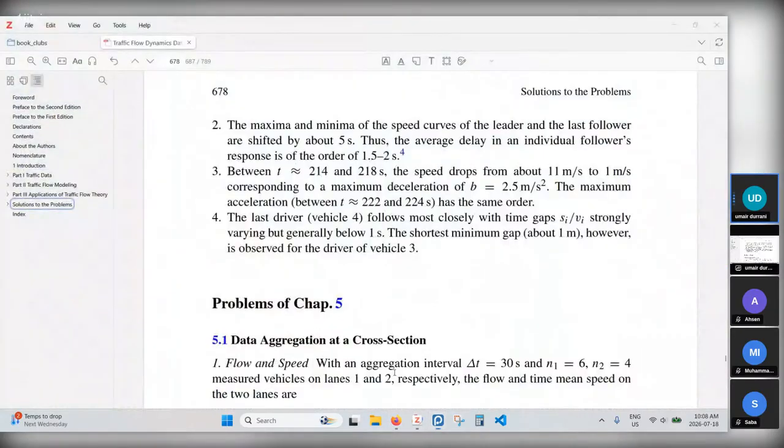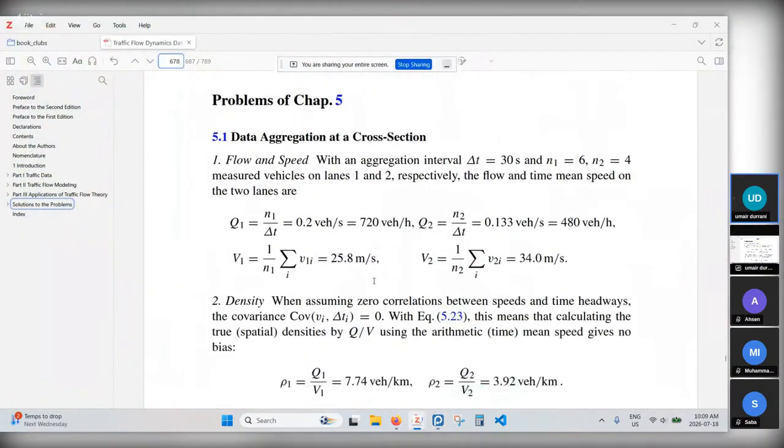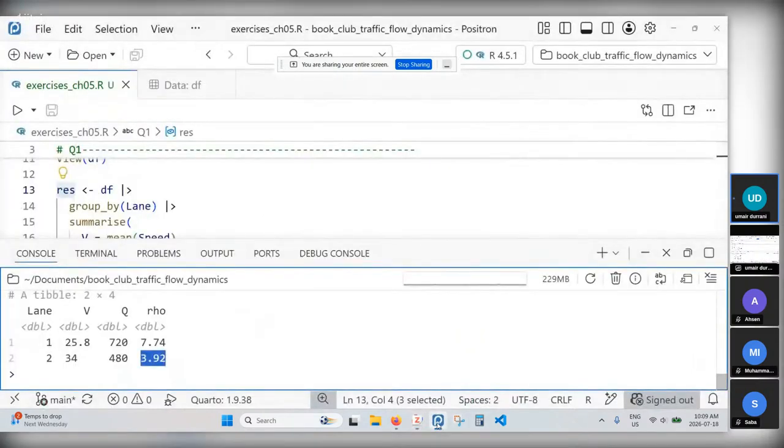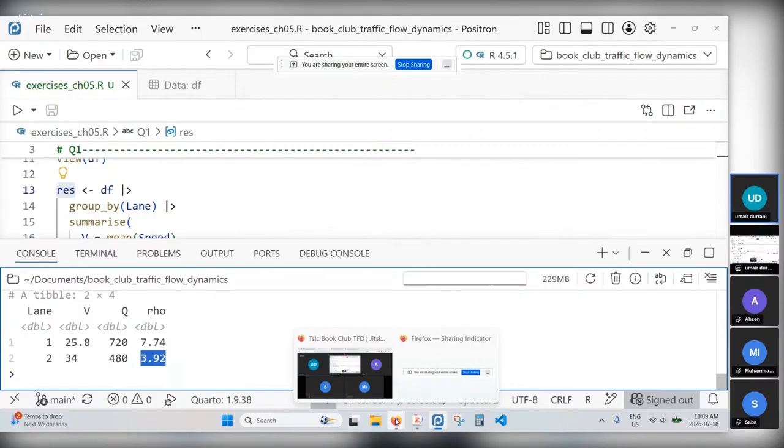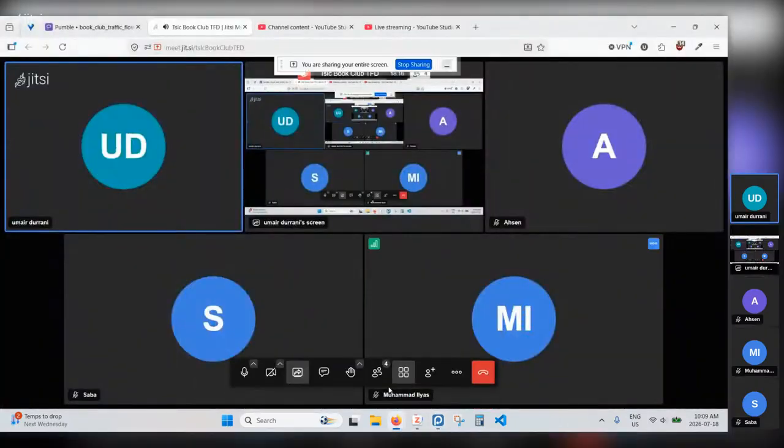So let's see the solution here. The solution also gets us the same values for the flow, 720 and 480, and the speed, 25.8 and 34. In part two of the question, we do have 7.74 and 3.92. So we do get the same answers based on the hydrodynamic relation that we have discussed before. Any questions so far?